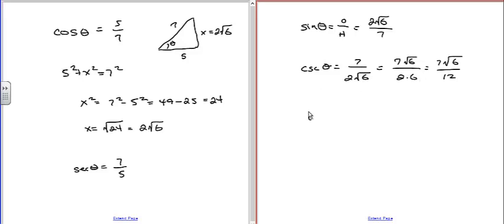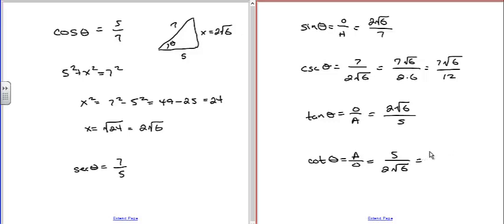Okay, and then you have the tangent of theta, which is opposite over adjacent. Opposite is 2 times the square root of 6 divided by 5. Can't simplify that any further. And the cotangent of theta is adjacent over opposite. So you get 5 divided by 2 times the square root of 6. And again, you can multiply the numerator and the denominator by the square root of 6. So you'll get 5 times the square root of 6 over 12. So that's the cotangent of theta.